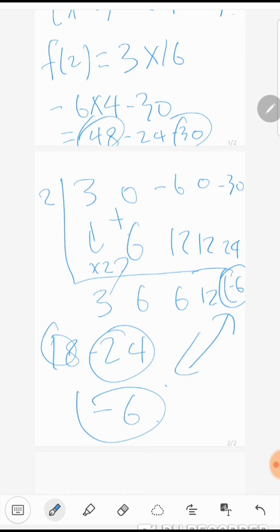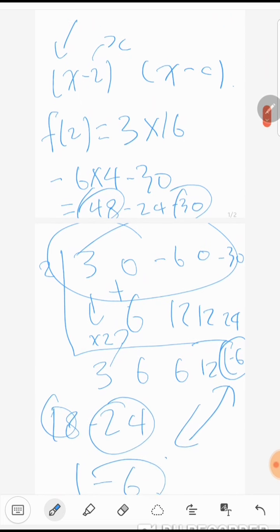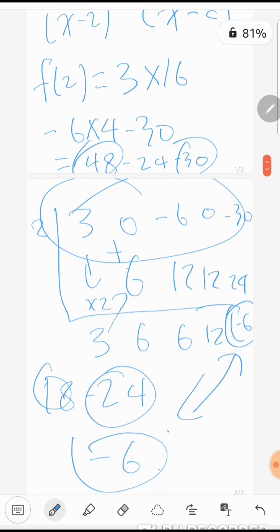So that's the same. This is just an easier way to do it when your numbers are big, so you won't have to mind the powers there. If we use synthetic substitution, it would be way easier. So f of 2 would be negative 6.